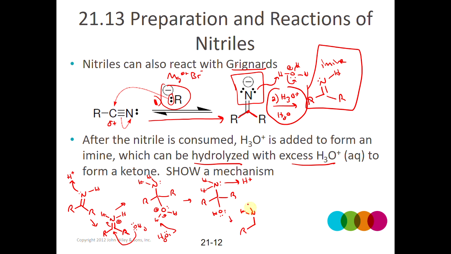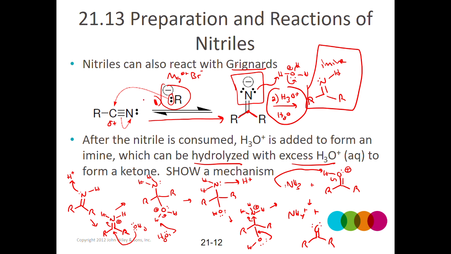Now the nitrogen has been made into a decent leaving group. Because it's positive, it's going to attract these electrons even more. And so the oxygen can swing electrons in and push that out. And then the nitrogen would deprotonate there. And so that would give an NH4+ and a ketone.